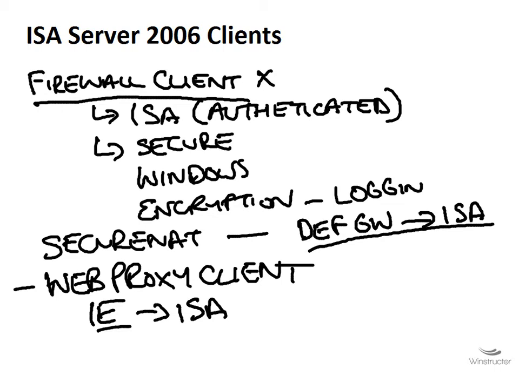So in a nutshell, if you have non-Windows clients, you'll then be able to use Secure NAT and web proxy clients, but if you've got Windows clients, then you have the ability to use the firewall client, which of course is recommended for better security. Alright, well let's move on and let's see how we can configure all three of these different types of clients.